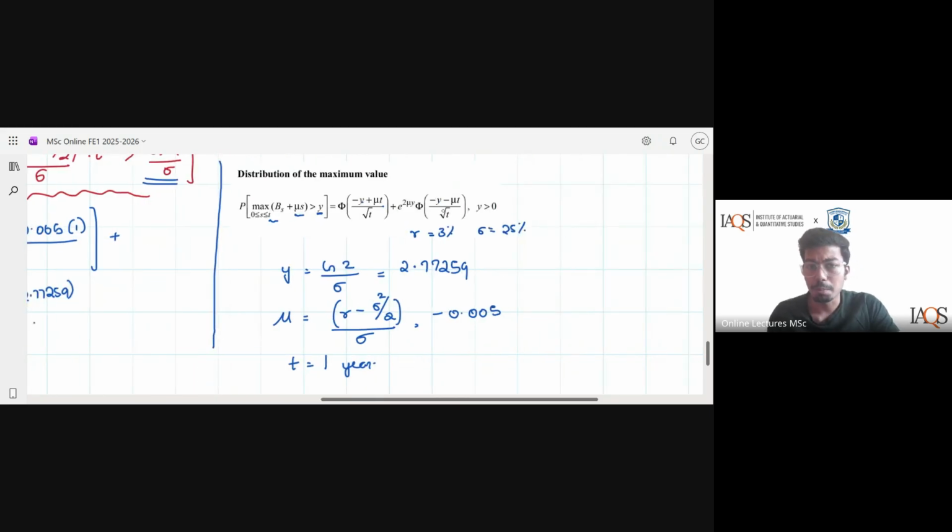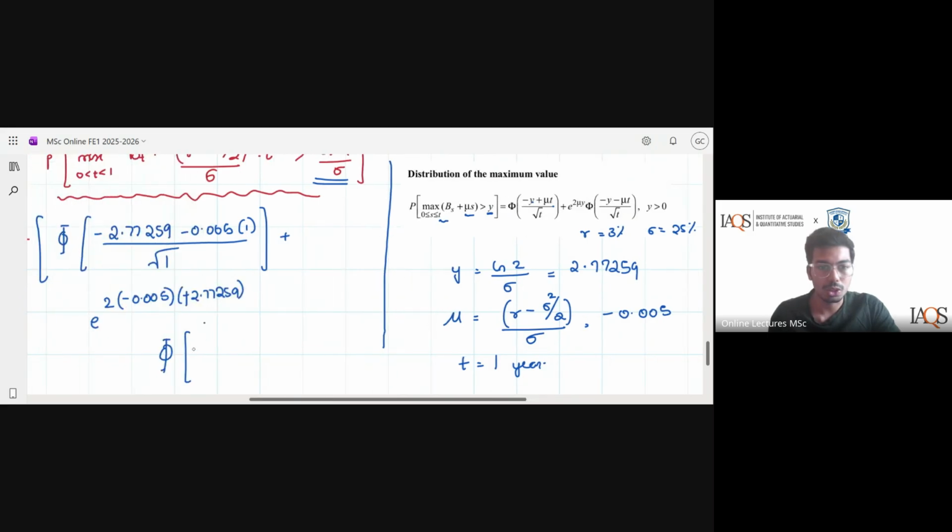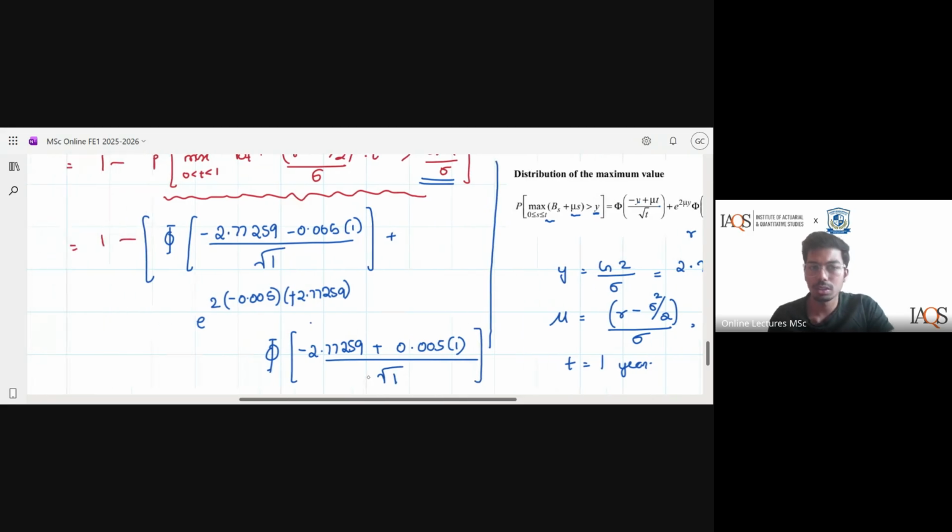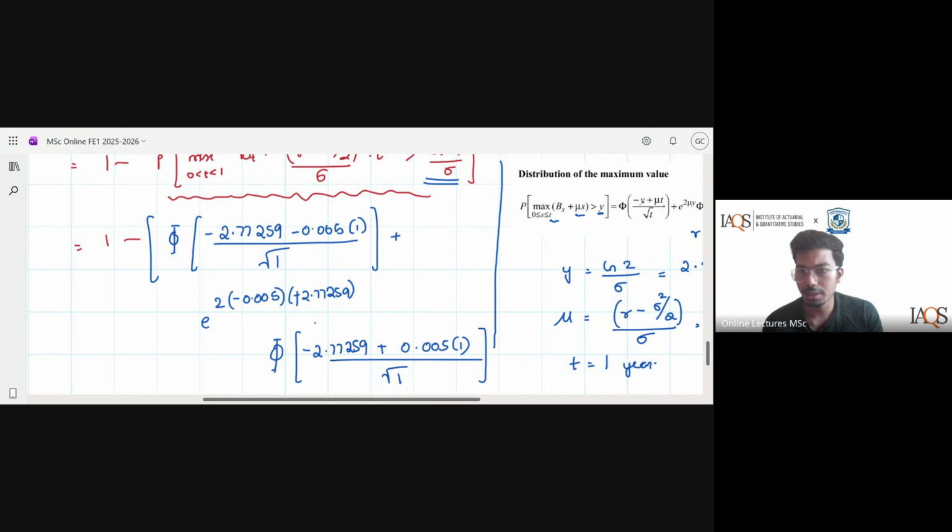So this becomes positive, into phi of, the only difference is minus y minus mu t. So can I say this becomes minus y minus mu t, minus minus plus 0.005 into 1 divided by root t, which is root 1. Everyone understood this part? I've just applied my equation.